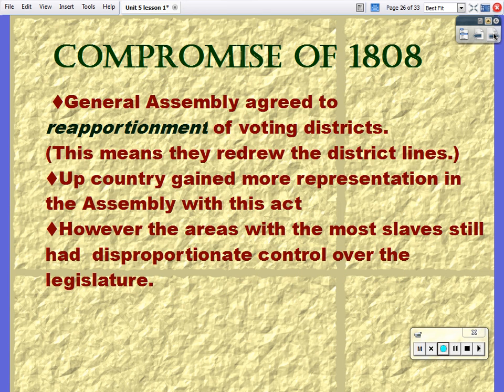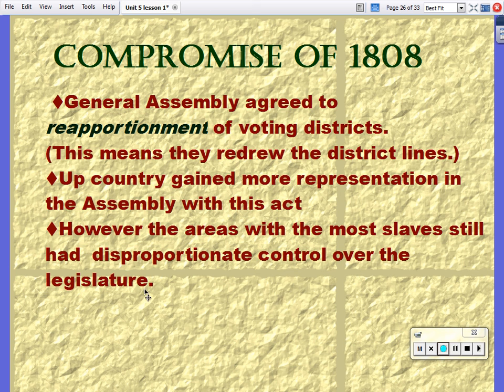The Compromise of 1808. The General Assembly agreed to reapportionment of voting districts. That's a vocabulary word. Reapportionment means that they redrew the district lines. When they redrew the district lines, they gave the upcountry much more representation, more districts, therefore more representatives. However, the areas with more slaves still had a disproportionate control over the legislature.